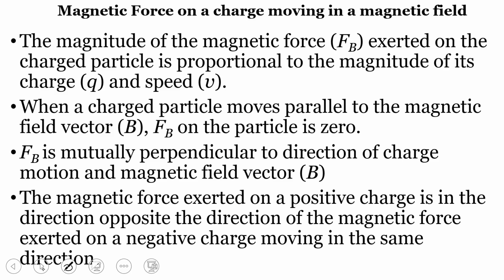So if a charged body is passing through a magnetic field and it goes to the left because it experienced the magnetic force, it would have gone to the right if it had an opposite charge. But the magnitude of the force will still be the same. It's just the direction that would change.